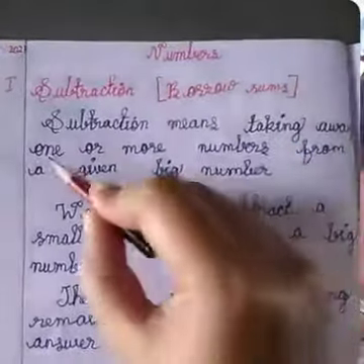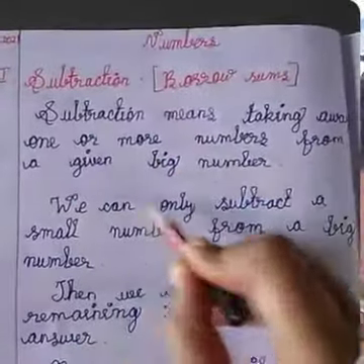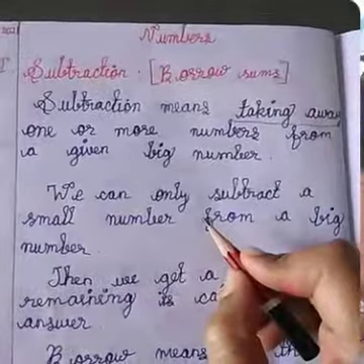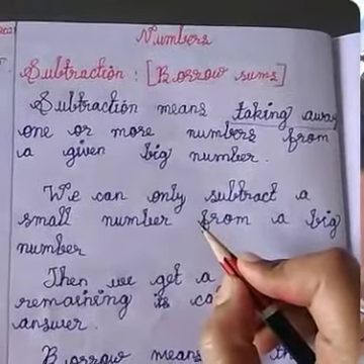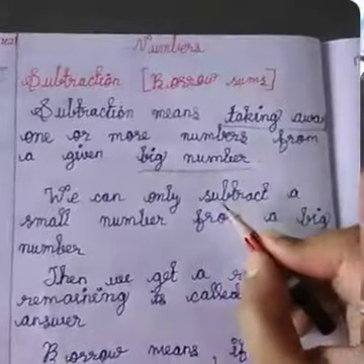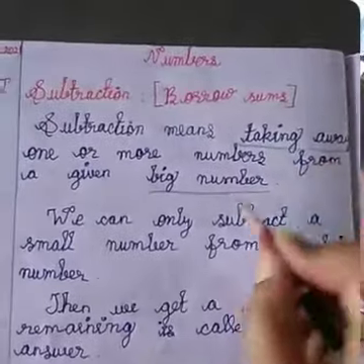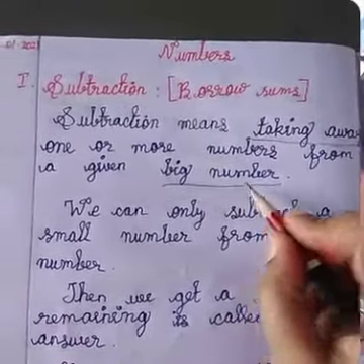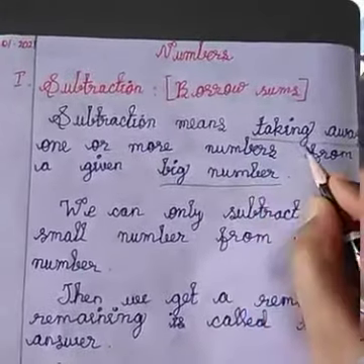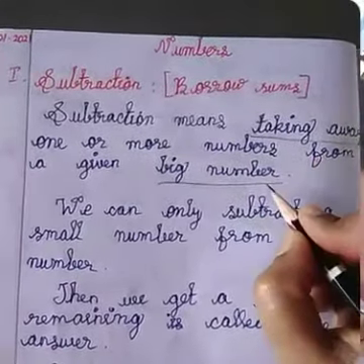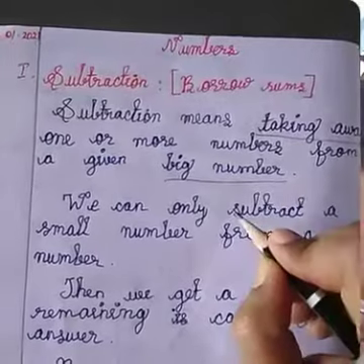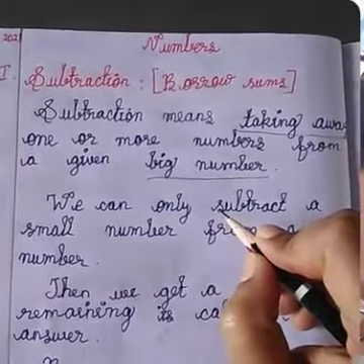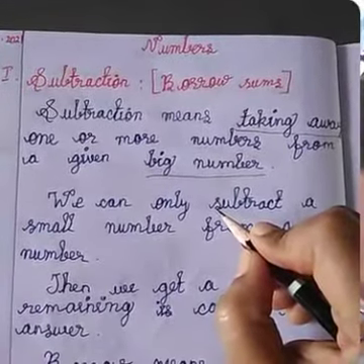Subtraction means taking away one or more numbers from a given big number. We are taking some small numbers from a big number, and that is called subtraction. When we do the subtraction, we get a remaining, and the remaining is called the answer. You already know the subtraction from the first term.